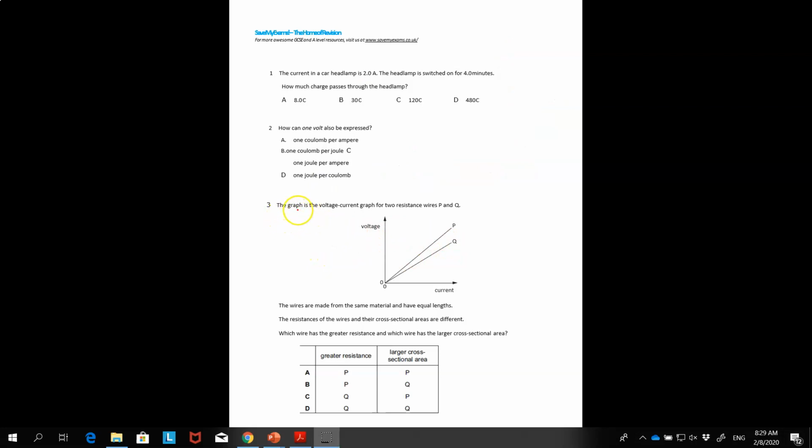Question number 3. The voltage-current graph for two resistor wires P and Q. The wires are made from the same material and have equal lengths. Both wires are equal in length, that is P and Q, but the area of cross section is not mentioned. And the question asks, which wire has the greater resistance, P or Q?